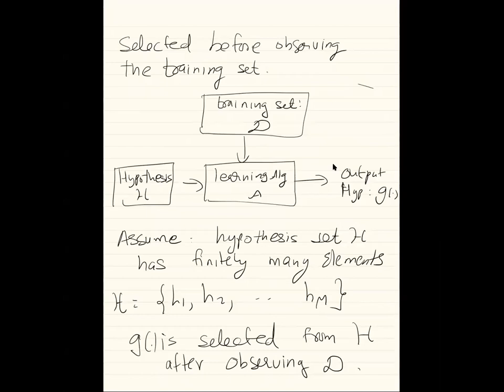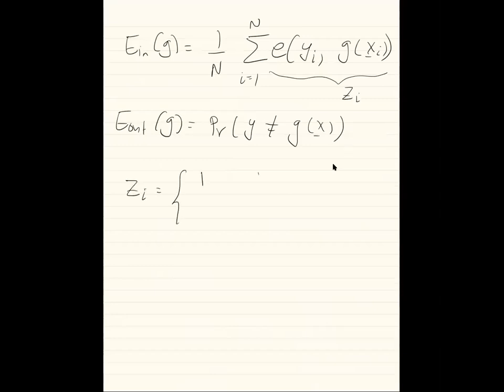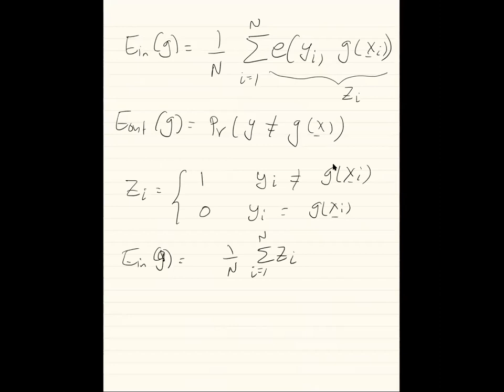Okay, and we want to now get a guarantee between E_out and E_in for this particular case. Now we can again proceed in the same way. We can define E_in(g) to be 1/n times the summation of i going from 1 to n of e(y_i, g(x_i)), and E_out(g) to be the probability that y is not equal to g(x). So we can define Z_i to be 1 if y_i is not equal to g(x_i), and 0 if y_i equals g(x_i). And now this looks very much like V_n, right? So E_in(g) is 1/n times the summation of i going from 1 to n of Z_i. And so it is tempting to say that we can still bound the probability of E_in(g) minus E_out(g). We want to somehow bound this, okay?